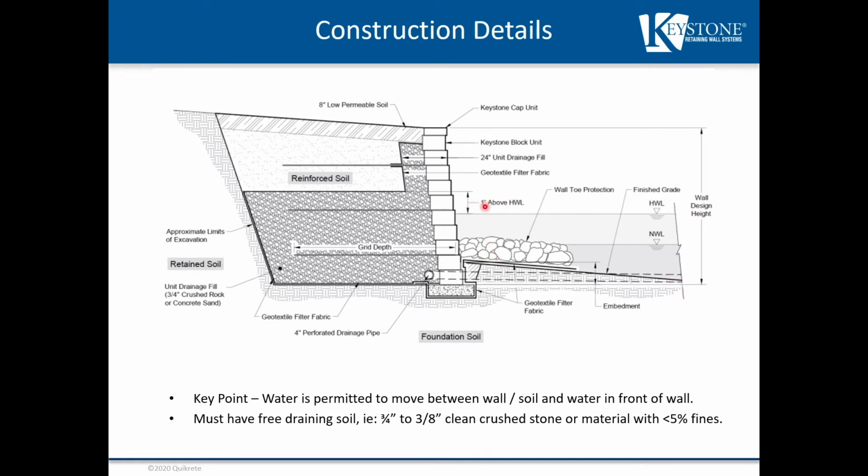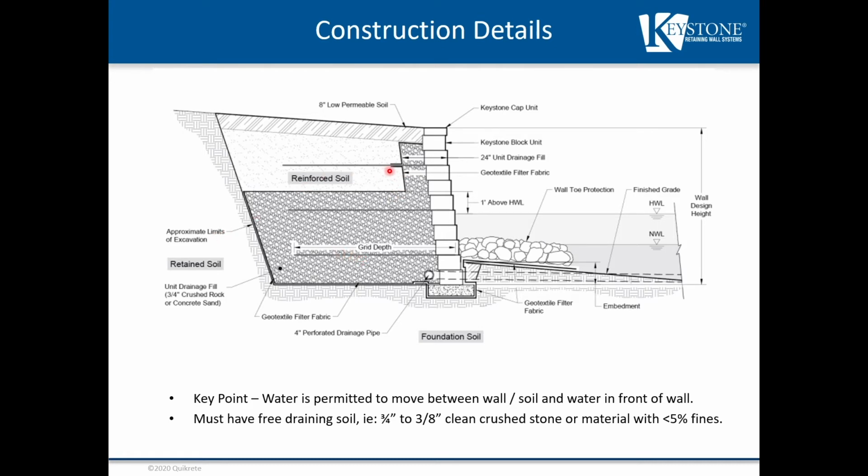We always want to be 1 foot above the high water level, whether it's 100-year. Typically, you have to design to the 100-year level. So we're going to create a free draining zone of material, typically between 3/4 inch to 3/8 inch clean crushed stone, less than 5% fines. So an open graded aggregate, right, has a lot of angularity to it, must be crushed stone.